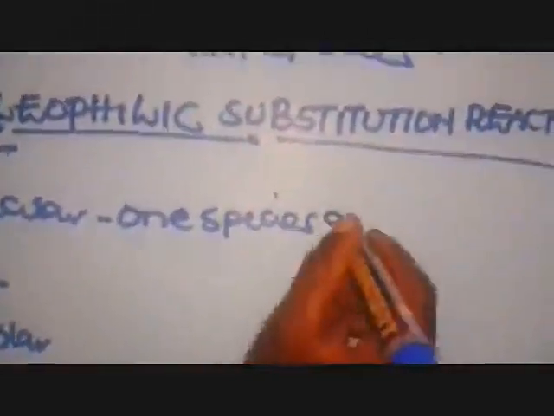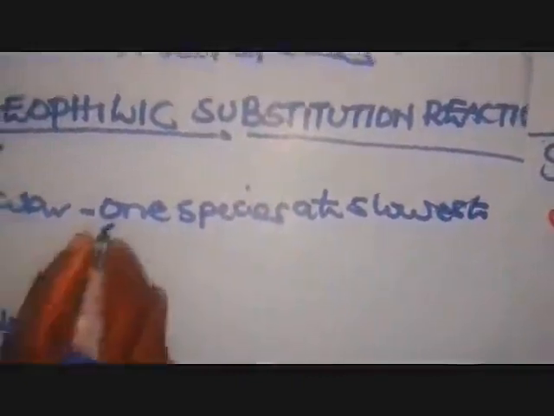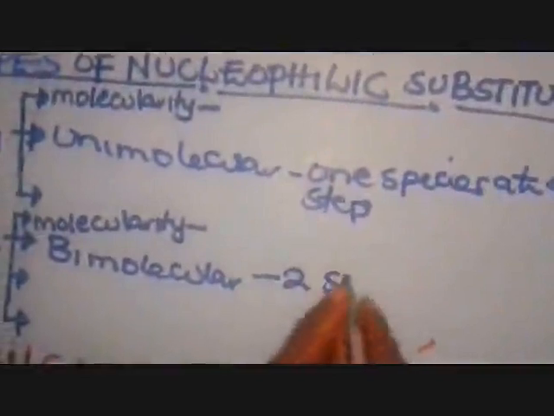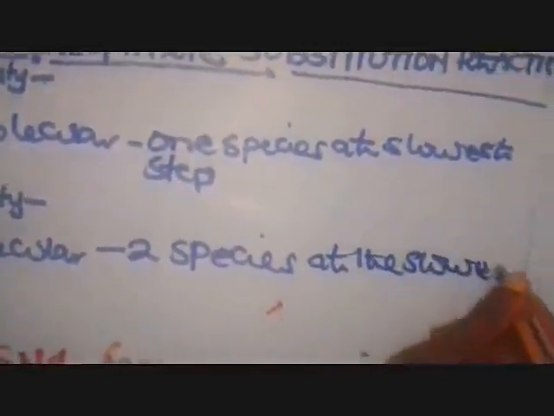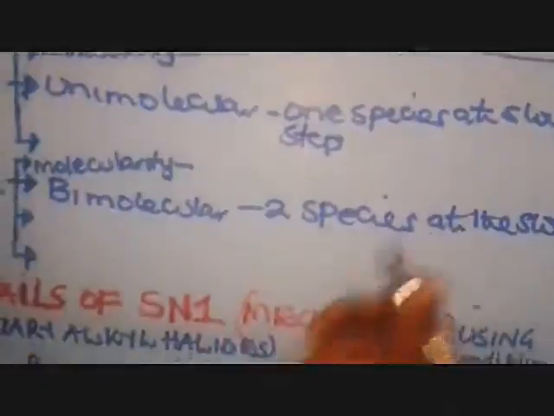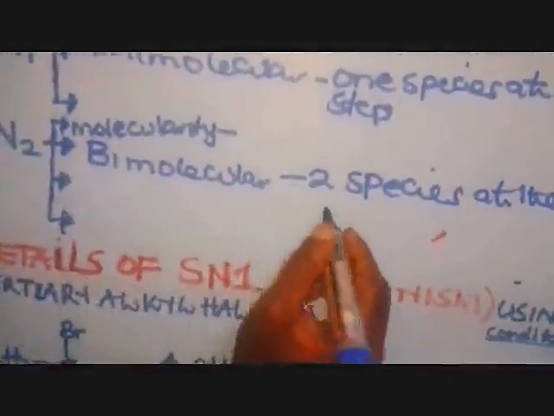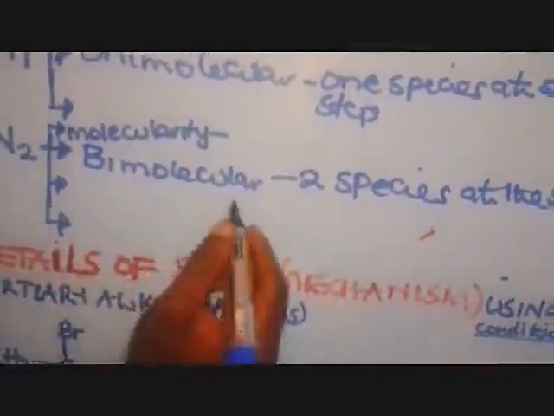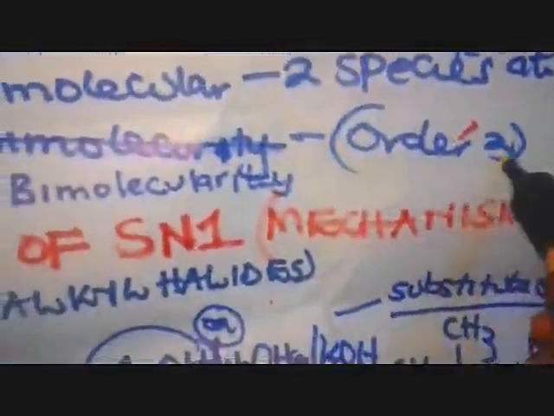The difference which arises here is that in SN1 we see only one species at the slowest step. And for SN2, we see two species at the slowest step, or the step where you are forming an activated complex. This implies that the order for this one, why we call it bimolecularity, is order 2, as you will see when you come to the topic of chemical kinetics, because of the two species.